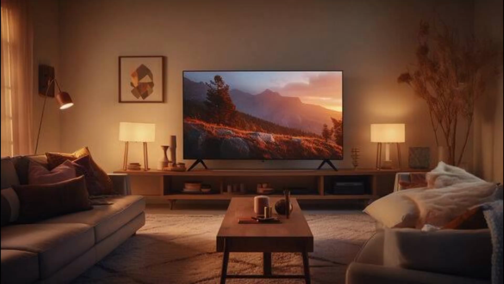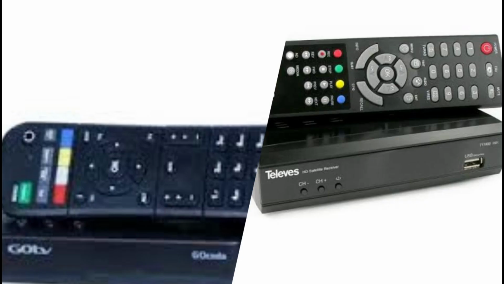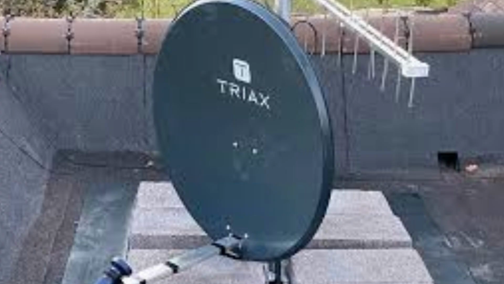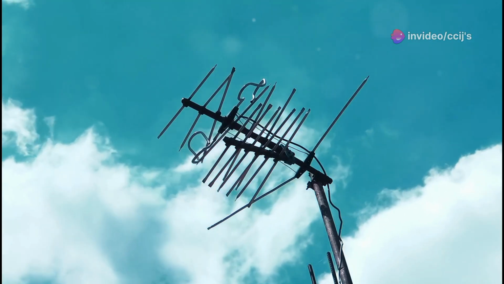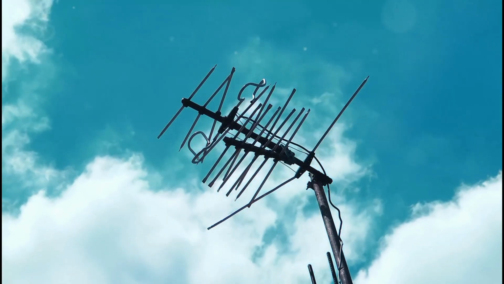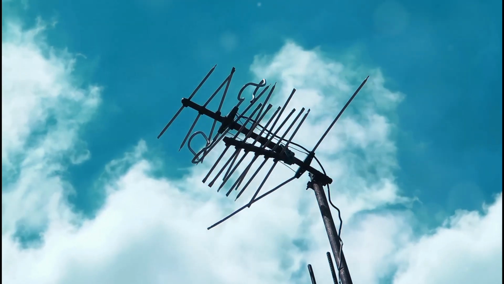Are you looking to simplify your home entertainment setup and make it more efficient? Imagine connecting both a satellite and terrestrial decoder seamlessly using just one coaxial cable. Sounds convenient, right? In this video, I'll guide you through a simple universal method to combine both signals into a single cable, making your setup more streamlined.